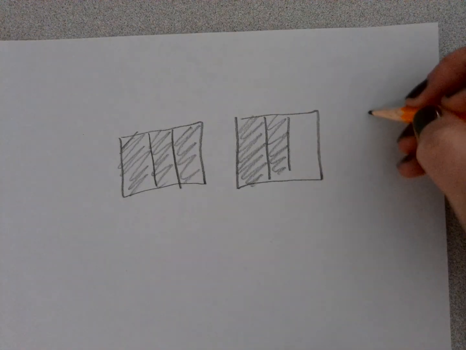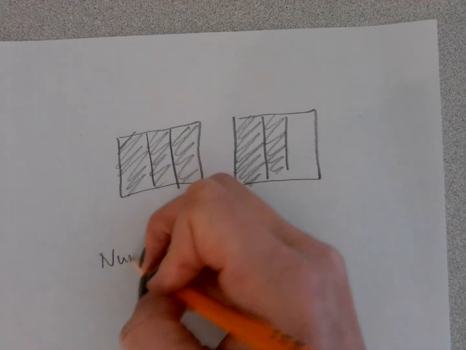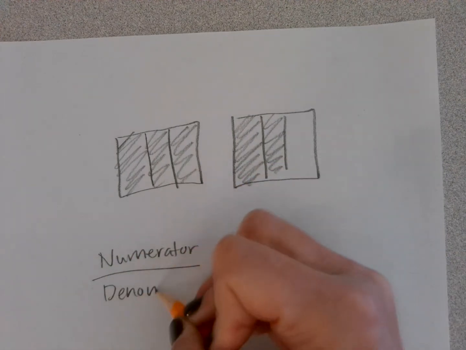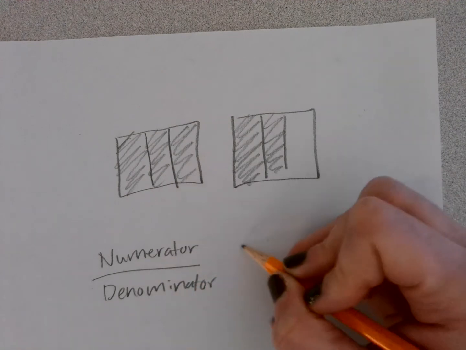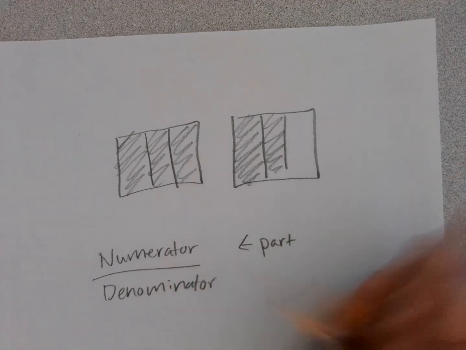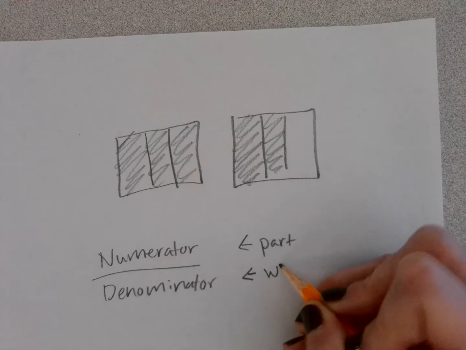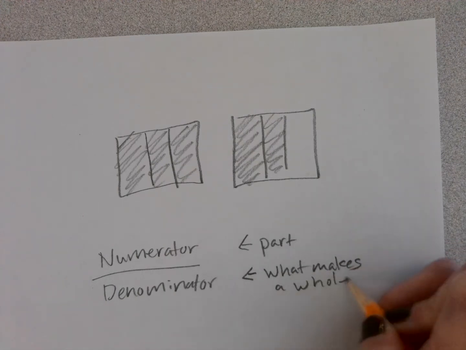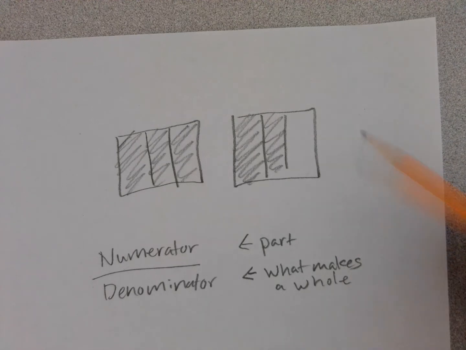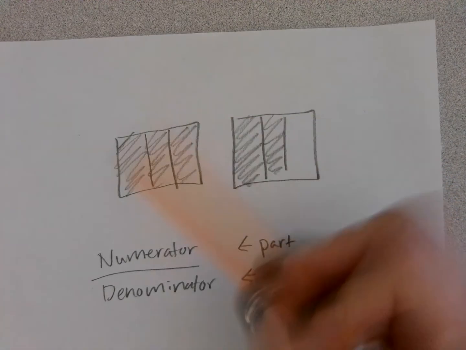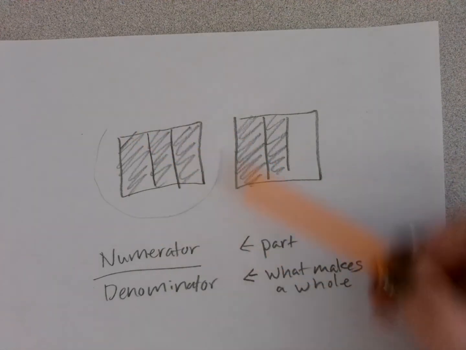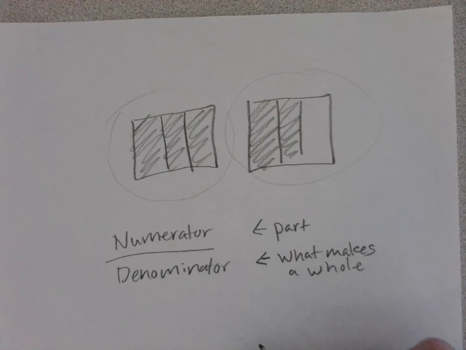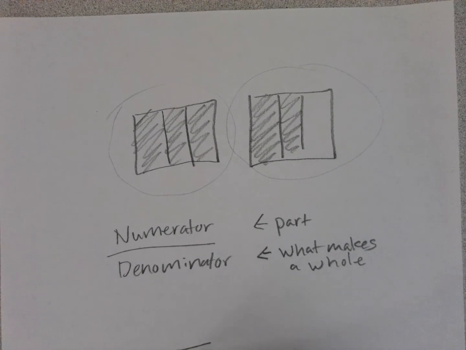So when we're talking about a fraction, we have a numerator, and then we have the denominator. And the numerator are the parts, or you could even say pieces. And then the denominator is what makes a whole. In this particular image, how many pieces make a whole? Well, we're not going to count all of the pieces because this is a whole and this is a whole. So what made it a whole? 3. So our denominator has to be 3.